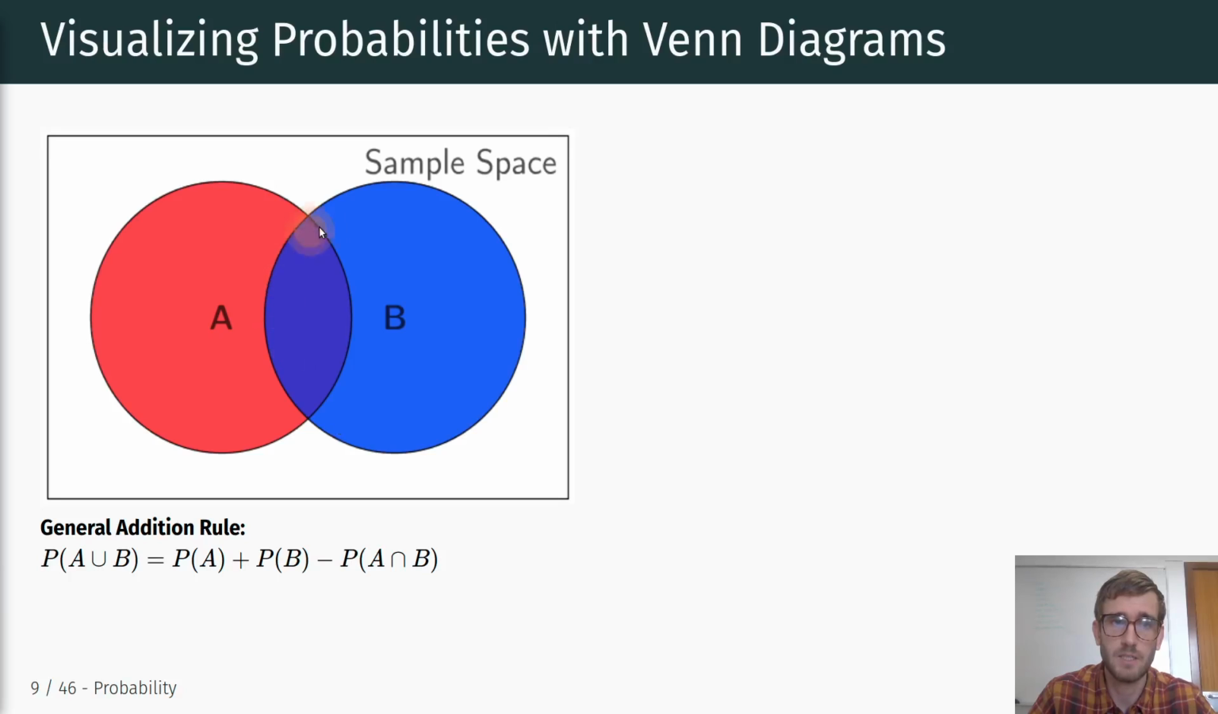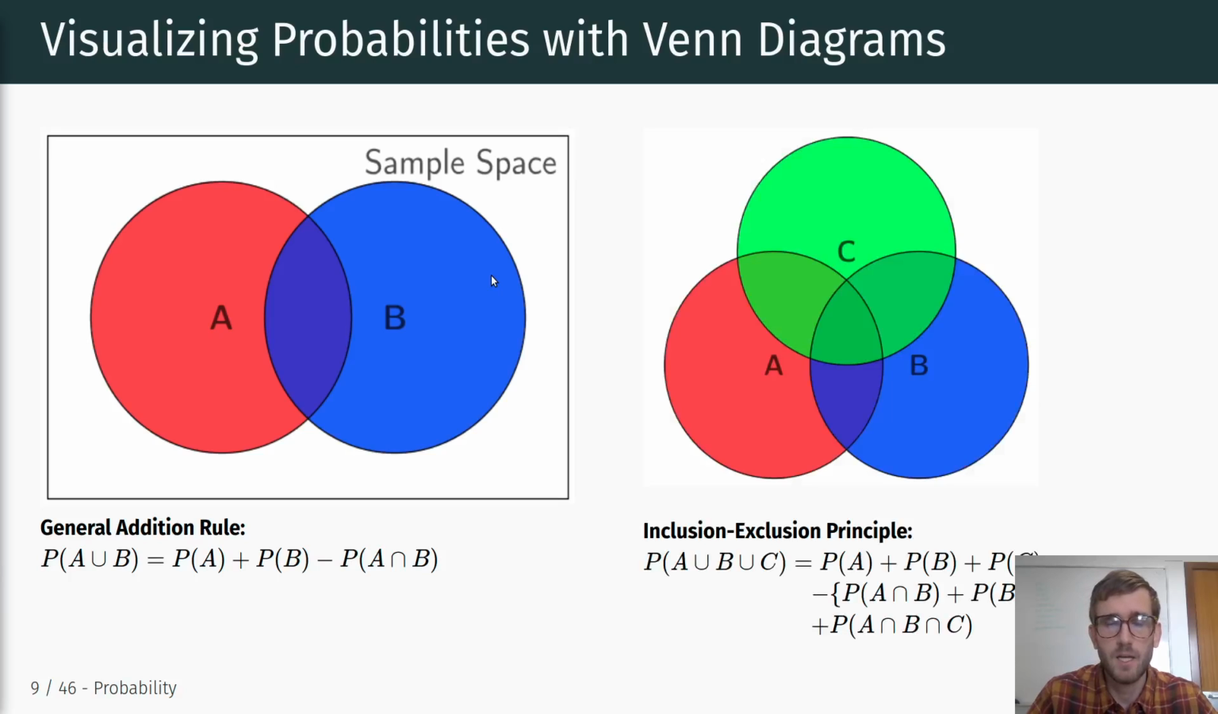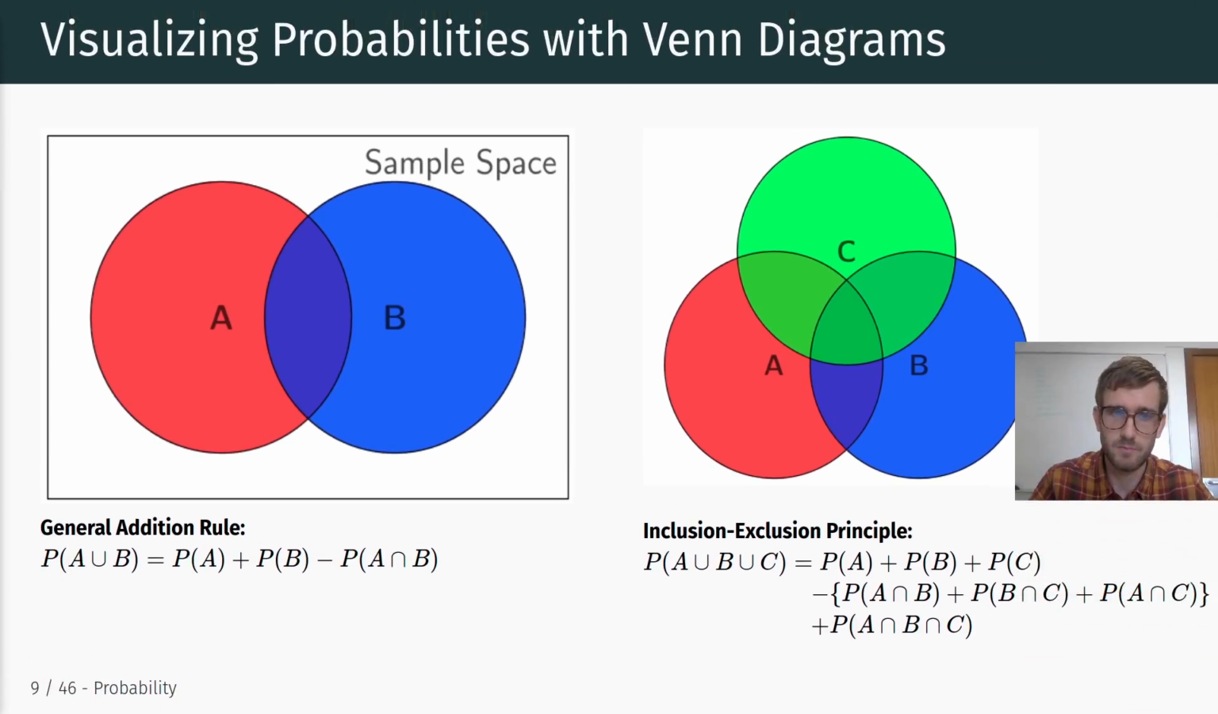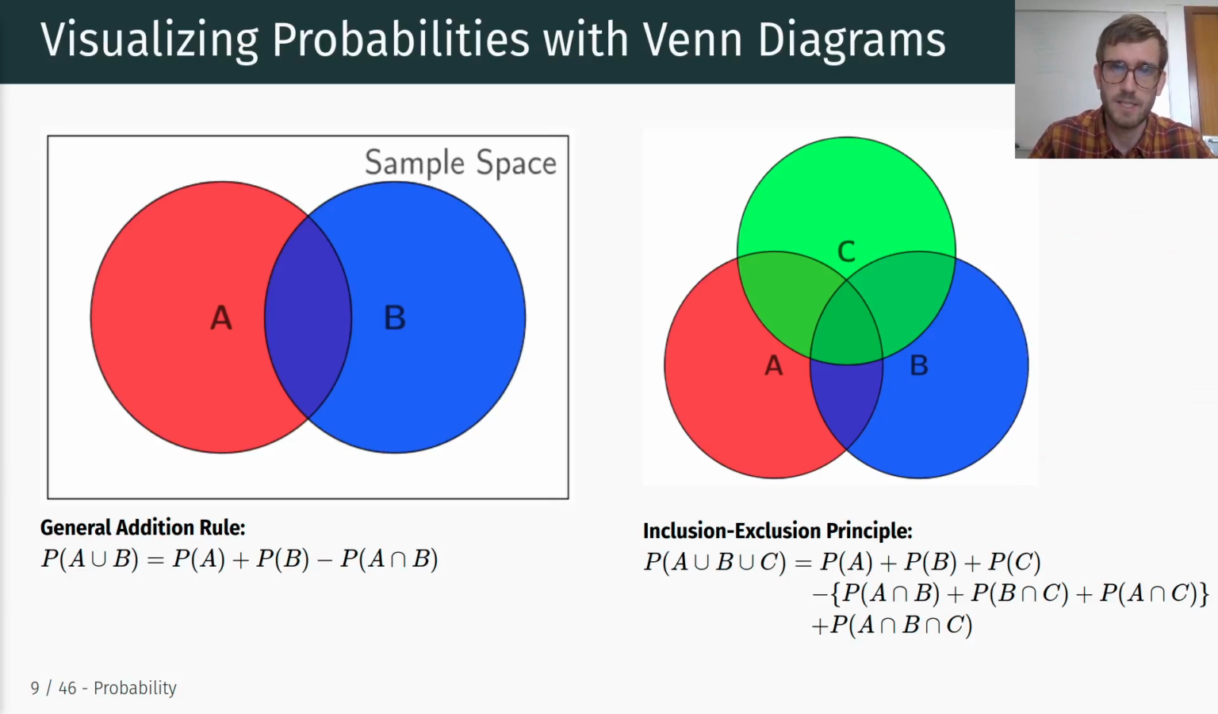So we have to subtract the probability of A and B happening at the same time, because otherwise we would count it twice, visually in this Venn diagram, when we take into account the probability of A individually and the probability of B individually, right? We can extend this essentially to more than two events.